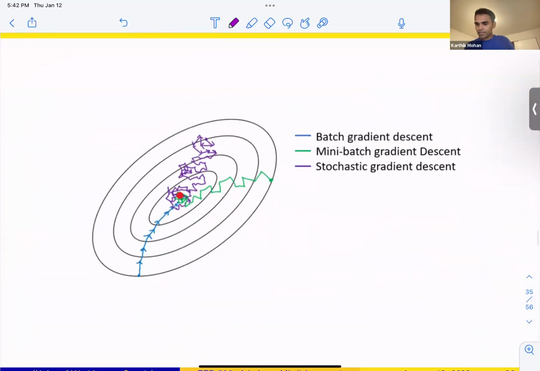So as we saw here, this is the SGD behavior in the level set space. This is going to be a zigzag behavior going up and down, but eventually converging to a local optimum.